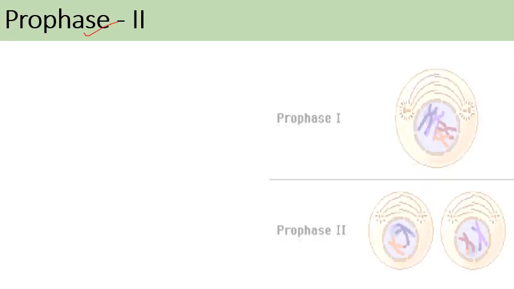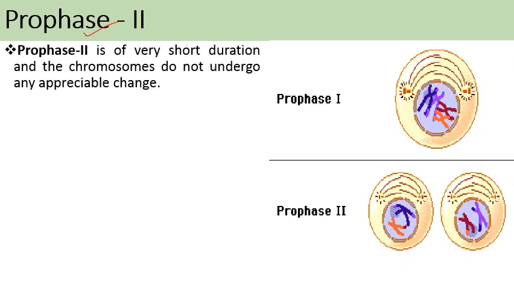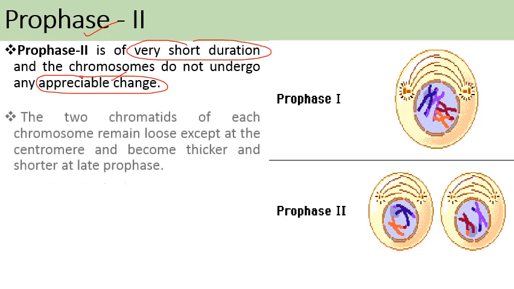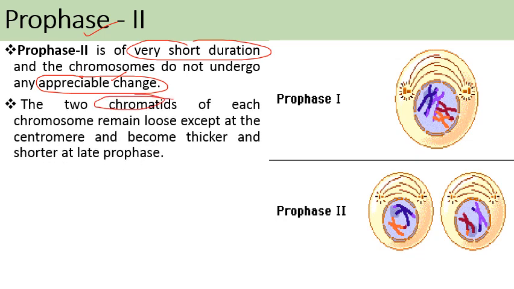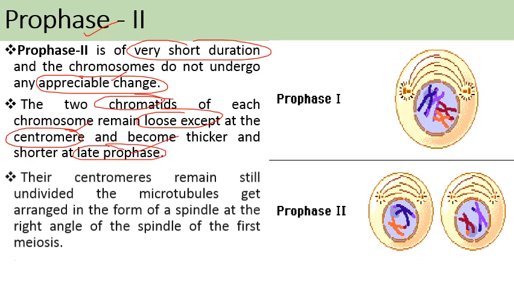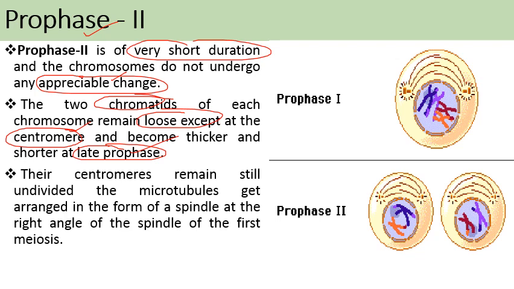Next comes Prophase II. This Prophase II is of very short duration and the chromosomes do not undergo appreciable changes. No special changes come in the chromosomes. The two chromatids of each chromosome remain loose except at the centromere point. The two chromatids remain separate from each other except at the centromere point, and become thicker and shorter at late prophase, as we have studied in mitosis. Their centromere remains still undivided.